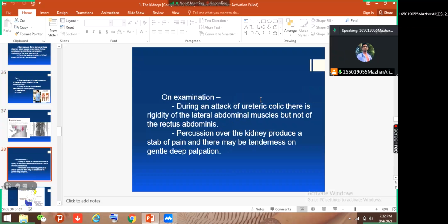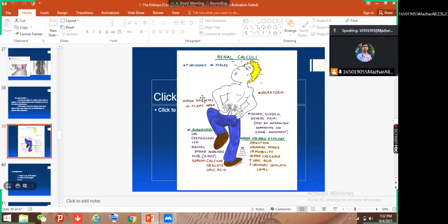There is rigidity of the lateral abdominal muscles. Keep in mind, these are the lateral muscles of the abdomen, but not rectus abdominis, because the rectus abdominis is the anterior muscle of the abdomen. When you do percussion over the kidney, in the posterior of the lower abdomen, you find there is tenderness. Then there is a renal calculus. Symptoms: increased incidence in males, hematuria, pain radiating to the flank region, sharp, sudden, severe, maybe intermittent depending on the stone movement. If the stone moves, the pain radiates.